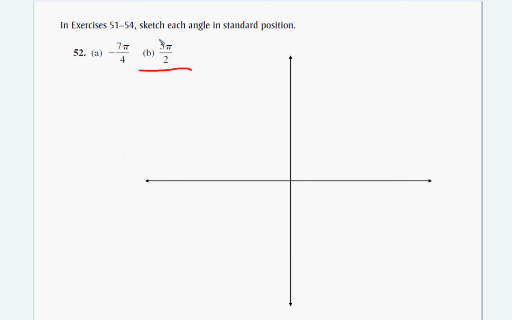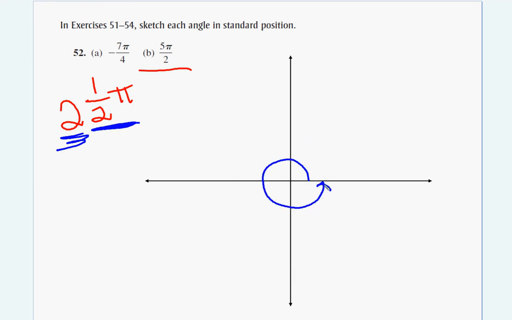5 pi over 2, we'll divide 5 by 2. That's 2 with 1 left over. So this is 2.5 pi. Well, the 2 pi is easy. That's 1 lap around. There's 2 pi. And we want to go another half, so that's just going to take us to the next axis that we hit. Positive y-axis. Here's our angle, sketched in standard position.